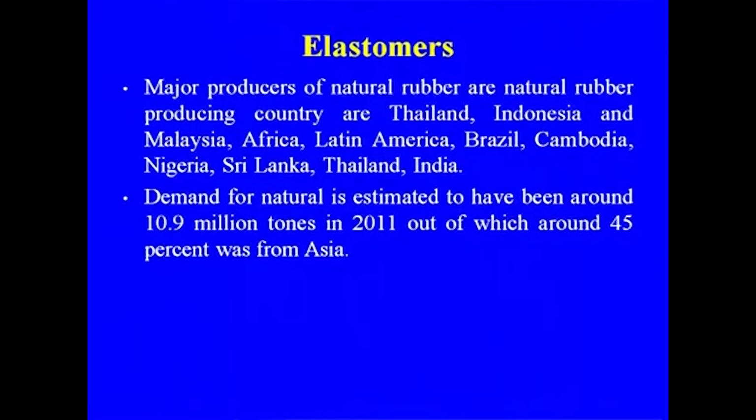The major natural rubber producing countries are Thailand, Indonesia, Malaysia, Africa, Latin America, Brazil, Cambodia, Nigeria, Sri Lanka and India. Demand for natural rubber is estimated to have been around 10.9 million tons in 2011, out of which around 45% was from Asia. You can see some of the countries producing it; they are the Asian countries which are making a huge amount of this natural rubber.